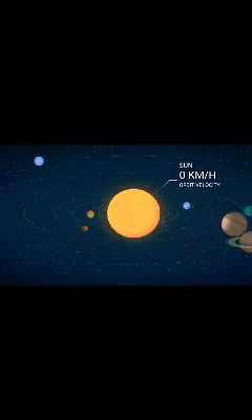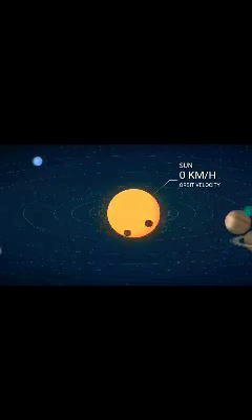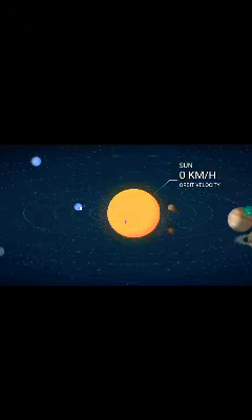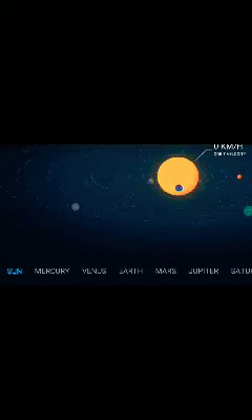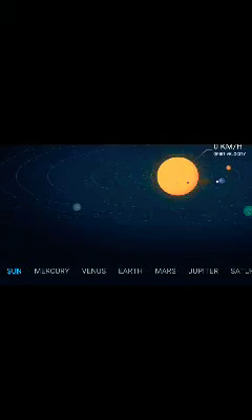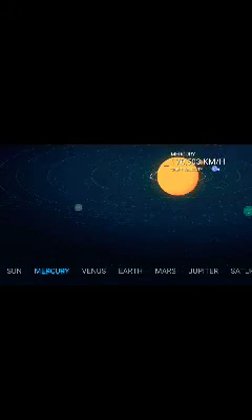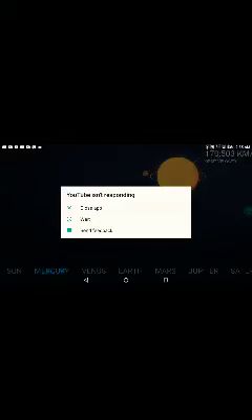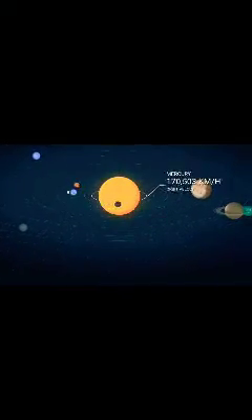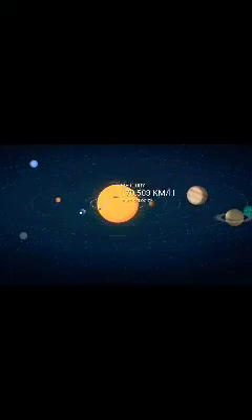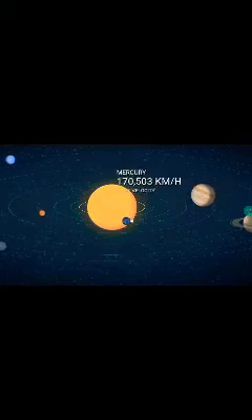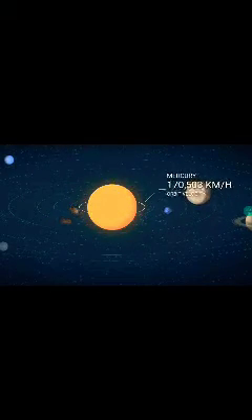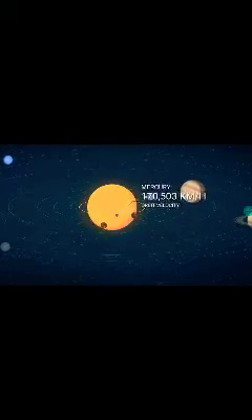So now we have to study about Mercury. So let's study Mercury. Here is Mercury. As you can see here, this brown color thing.